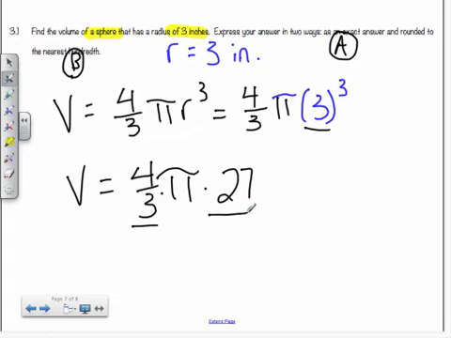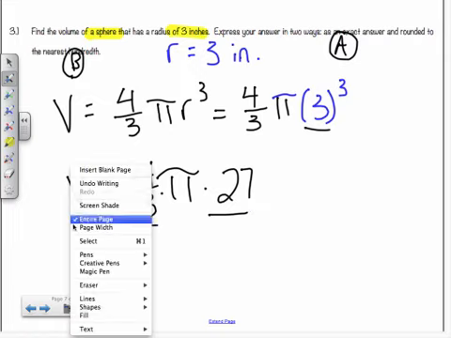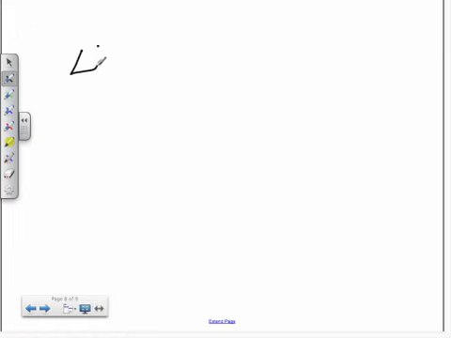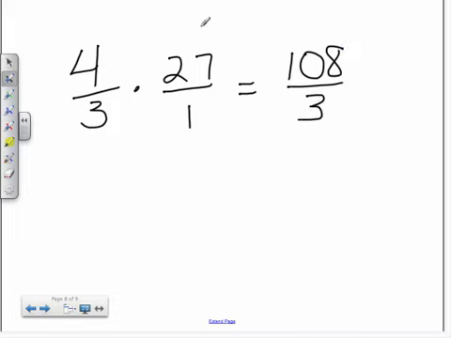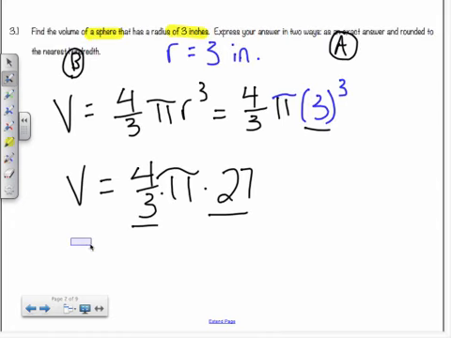Okay, now next thing I need to do is figure out what is 4/3 multiplied by 27. So I'm not going to use my calculator, I'm going to use my brain, and I'm going to figure out what is 4/3 times 27. So 4/3 times 27 over 1. So you end up getting 108 over 3. I figured out what 27 times 4 was, which is 108. 3 times 1, which is 3. Divide those two numbers, and I end up getting 36. All right? So this means that my exact answer is going to be 36 pi inches cubed.